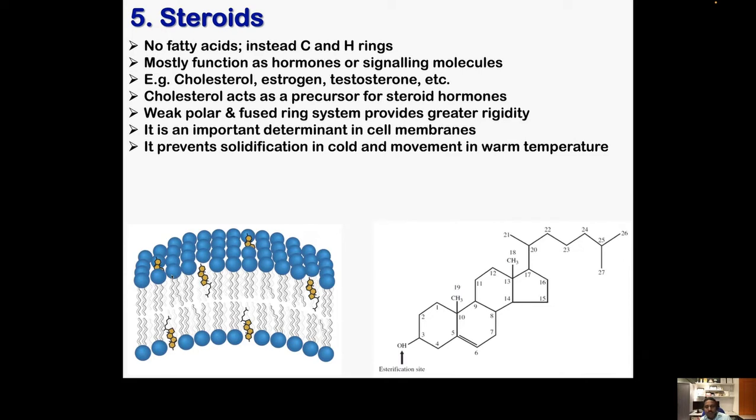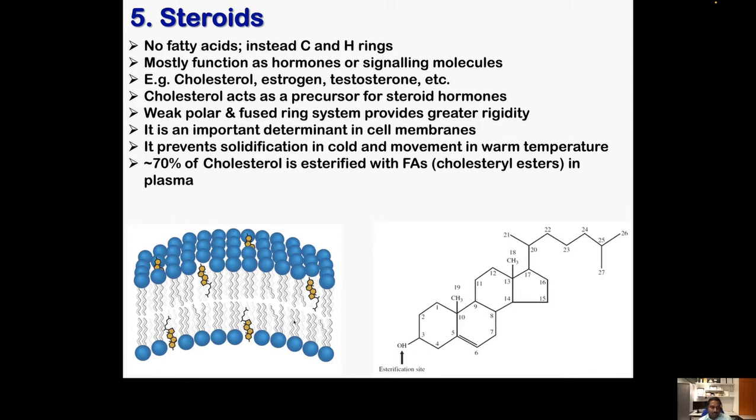So because these molecules provide that rigidity for plasma membrane, it prevents the solidification of our plasma membrane in cold temperature and movement or wobbliness during warm temperature, because plasma membrane is made up of lipids, phospholipids. We just talked about that. So these cholesterol molecules are providing some form of rigidity for the plasma membrane. Therefore, it can prevent the solidification and the movement when the temperature changes.